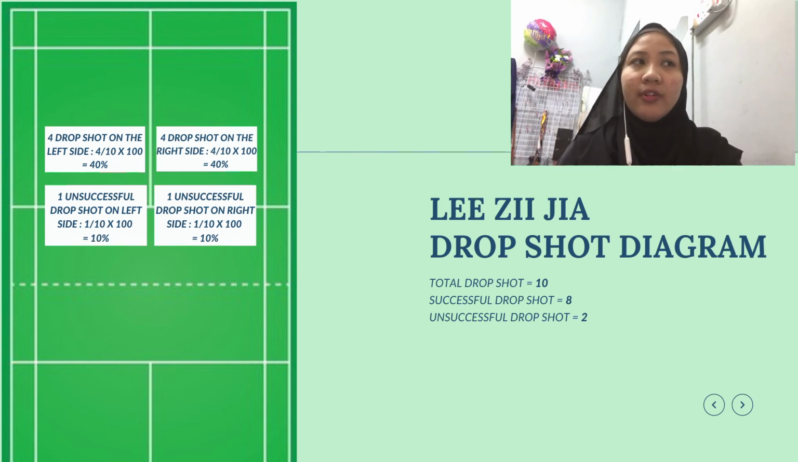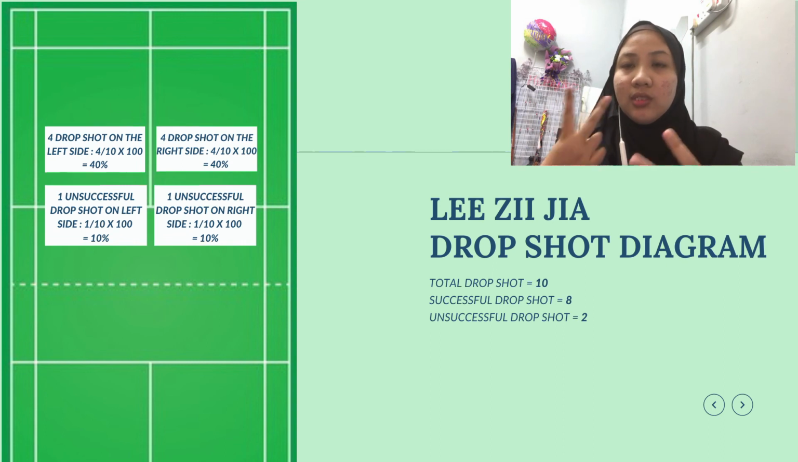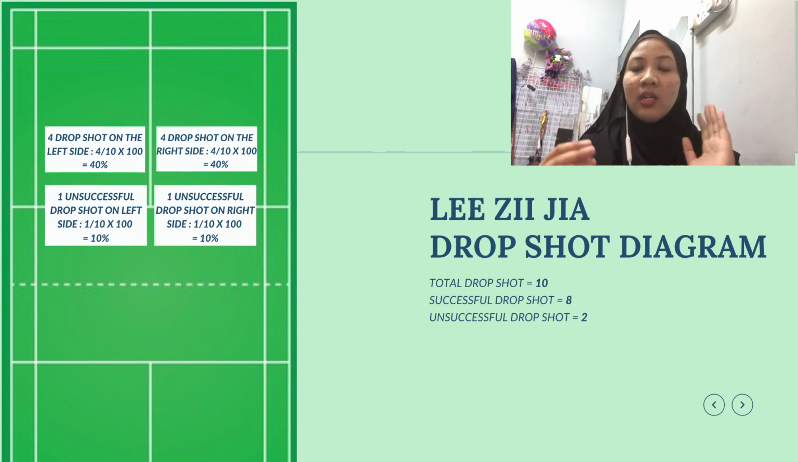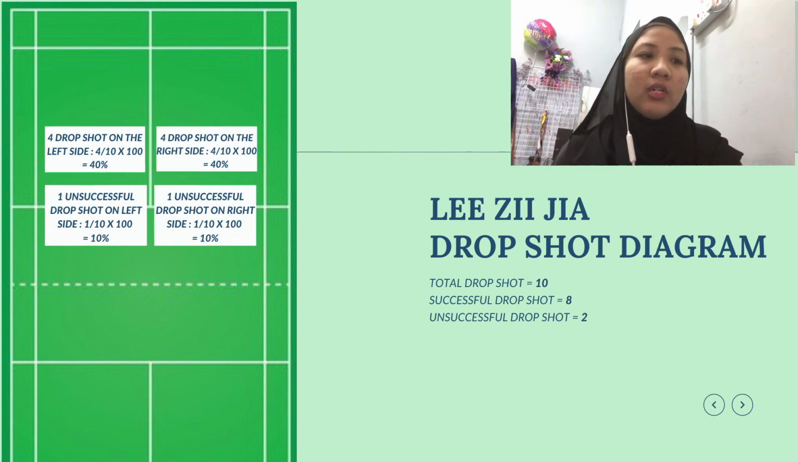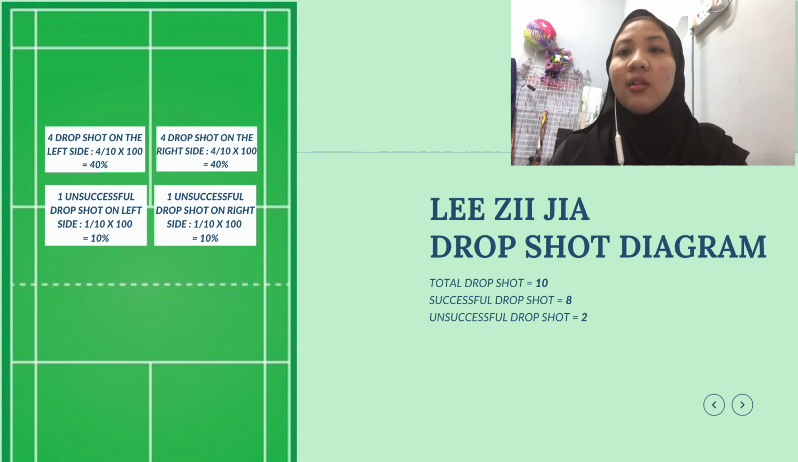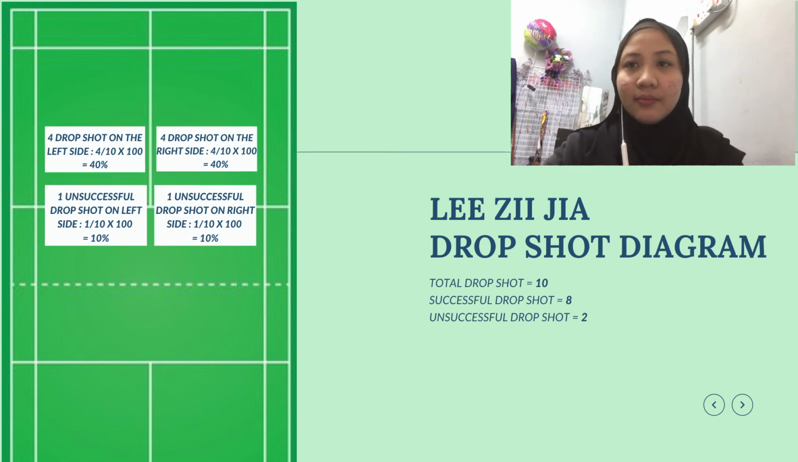Okay, so for the unsuccessful drop shots, which are two, the first one is at the left side of the opponent, which is near the net, and the other unsuccessful one is at the right, also near the net. So both of the unsuccessful drop shots represent 10% each of the drop shots.